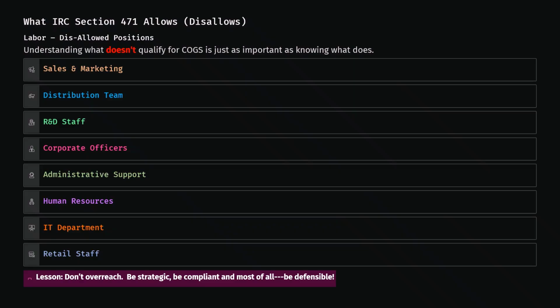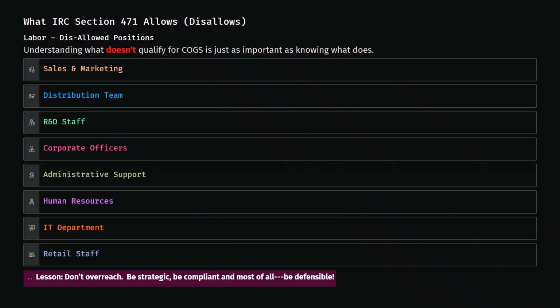Other examples you might miss would be compliance officers, company event planners or PR reps, internal training staff for sales onboarding. Unfortunately, the IRS draws a hard line here. Only costs that get the product ready for sale can be included in COGS. Everything that happens after that or serves the business as a whole is out.